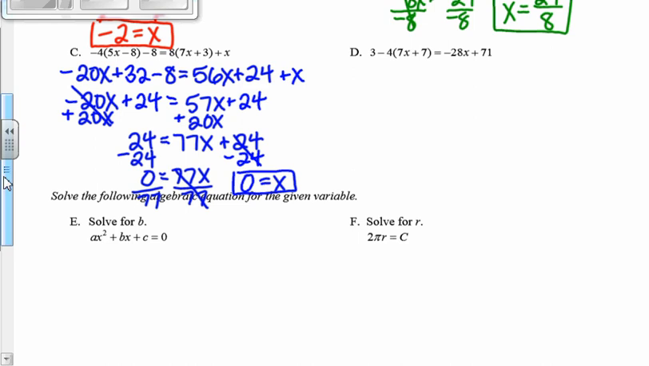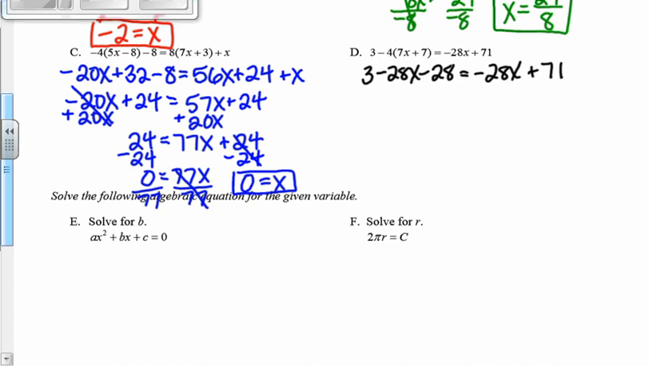Now let's look at D, and we can kind of compare and contrast these special cases. So again on D, the first thing we are going to do is not do 3 minus 4. We're going to distribute that negative 4. So leave the 3 where it is. Then that would give us negative 28x minus 28 equals negative 28x plus 71.